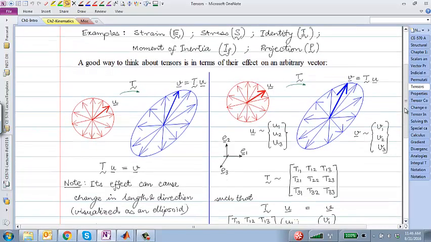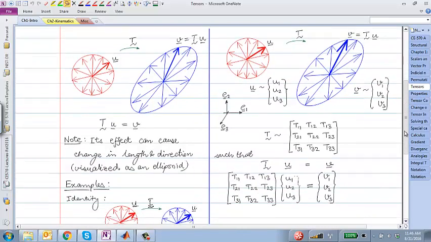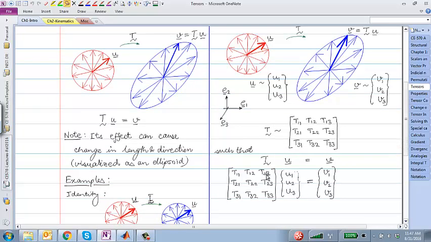Last time I was telling you that the natural way to represent a tensor in components is through these 9 components, because when a tensor T acts on some vector U, which has 3 components, it gives you V in other 3 components. This operation can be represented with a matrix of 3 cross 3 components, 9 components. And as you remember, there are indeed 9 components for stress, right?